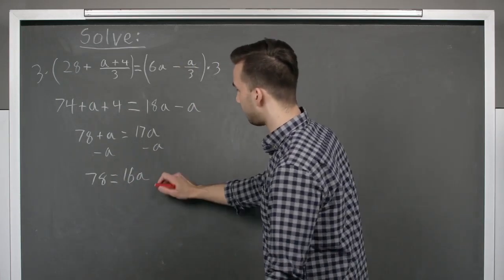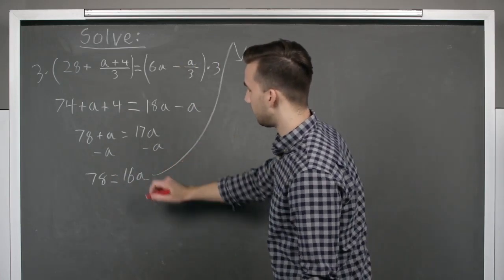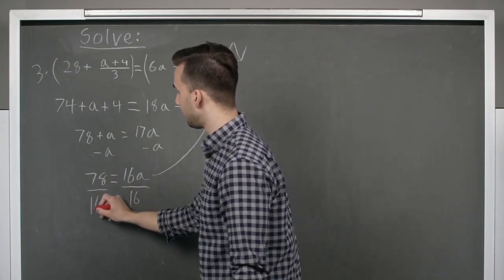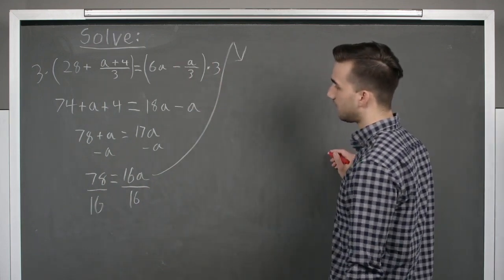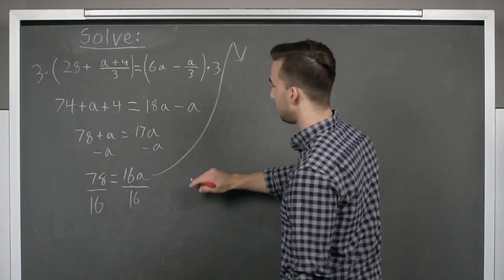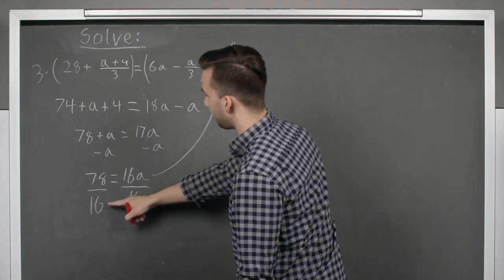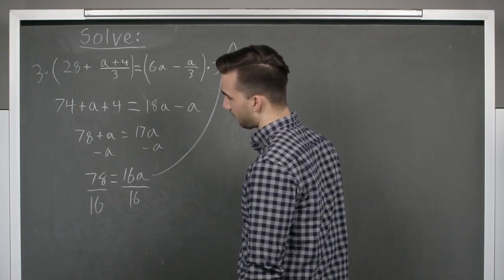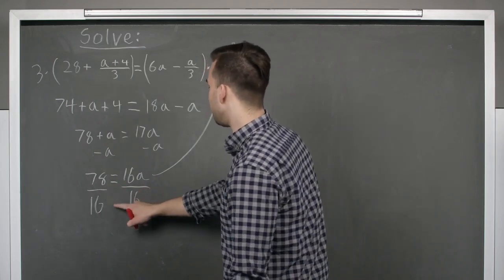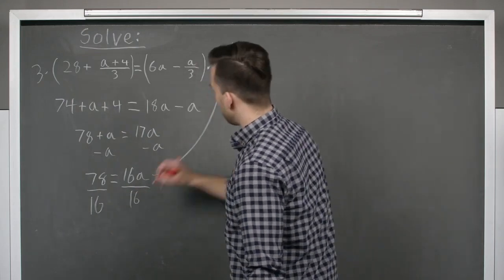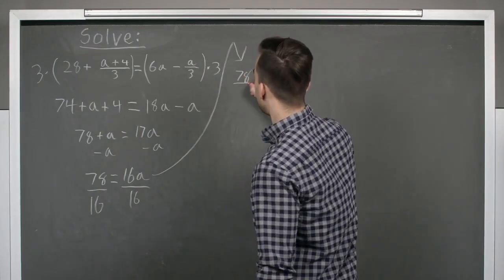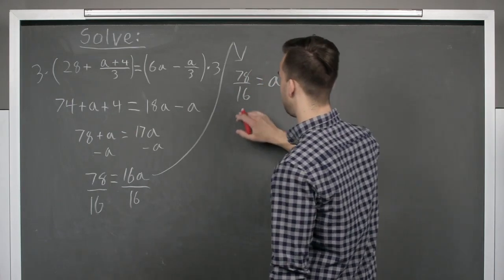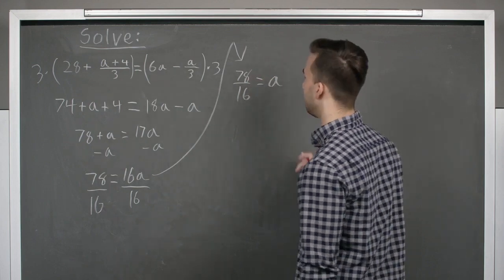Now, our next step, what we need to do is just divide both sides by 16, and that gives us, let's see, that gives us 78 divided by 16 is, I believe, we can divide both of those things by 2, but let's just write it as 78 over 16 for now, equals our a variable.